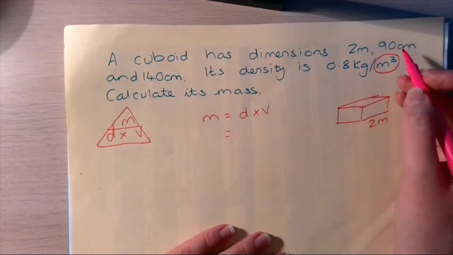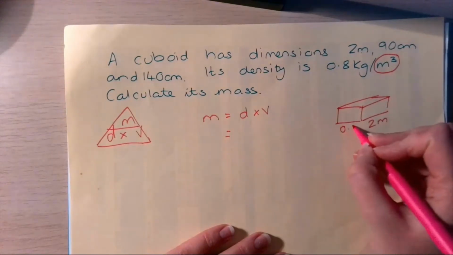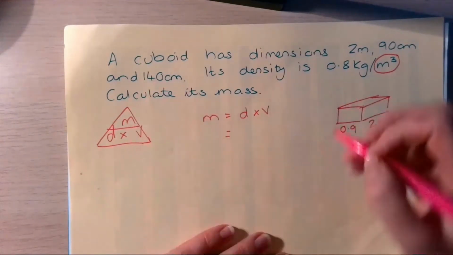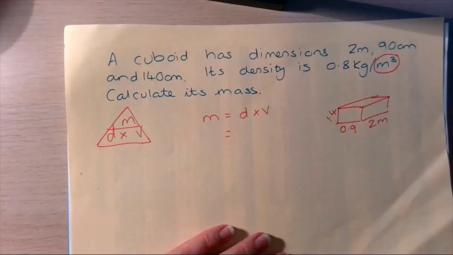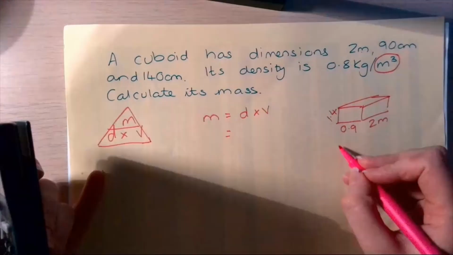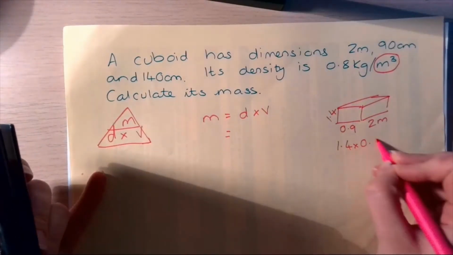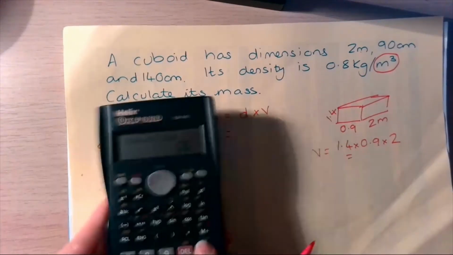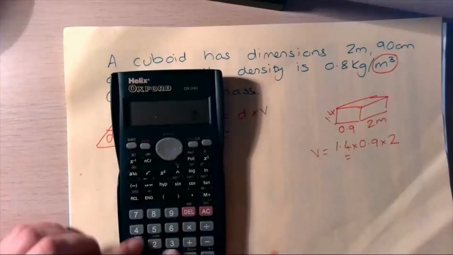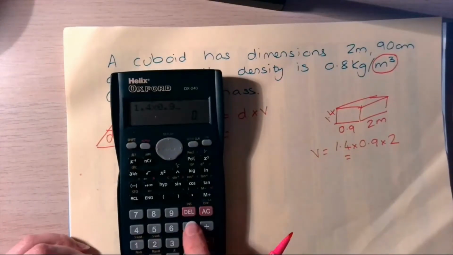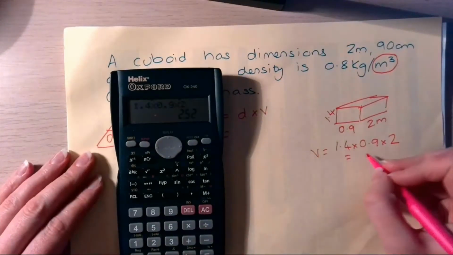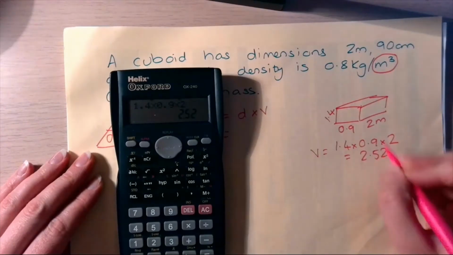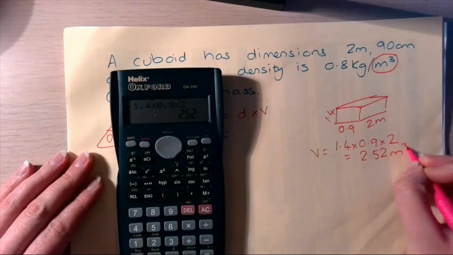90 centimetres in metres is 0.9, and up the side there 140, which is 1.4. Okay, so we calculate the volume: 1.4 multiplied by 0.9 multiplied by 2, which is 2.52 metres cubed. Okay, we're in metres this time.